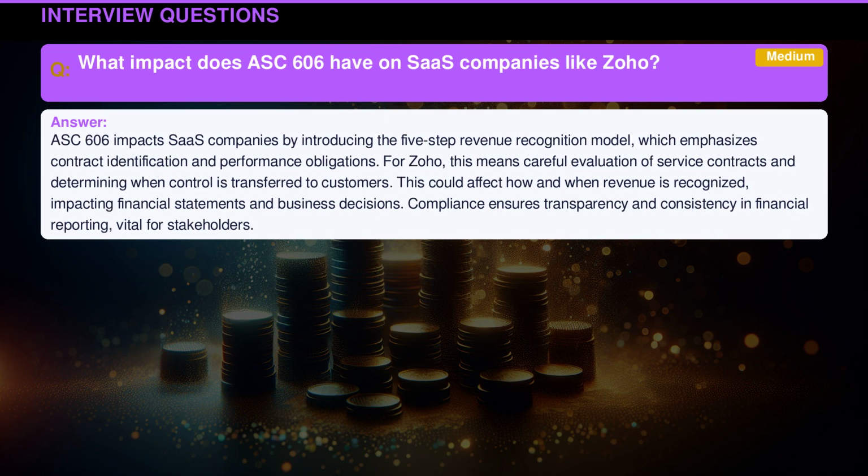ASC 606 impacts SaaS companies by introducing the 5-step revenue recognition model, which emphasizes contract identification and performance obligations. For Zoho, this means careful evaluation of service contracts and determining when control is transferred to customers. This could affect how and when revenue is recognized, impacting financial statements and business decisions. Compliance ensures transparency and consistency in financial reporting.